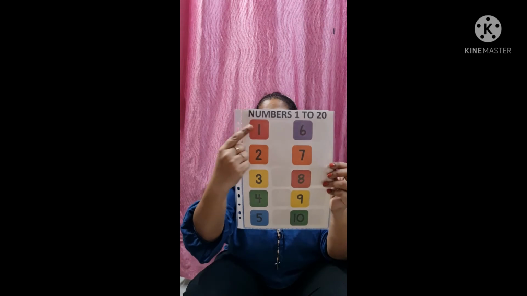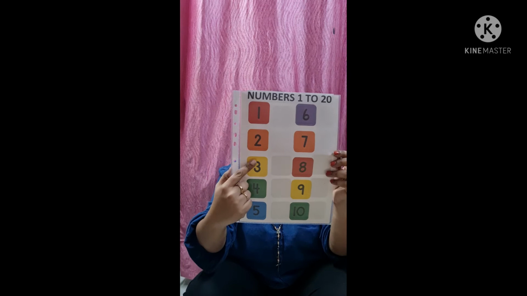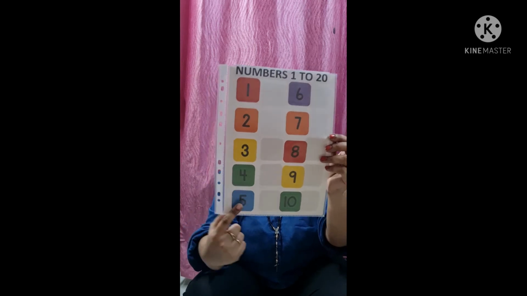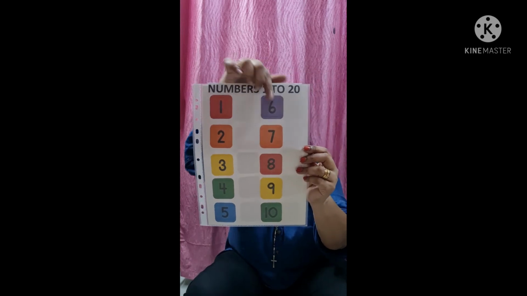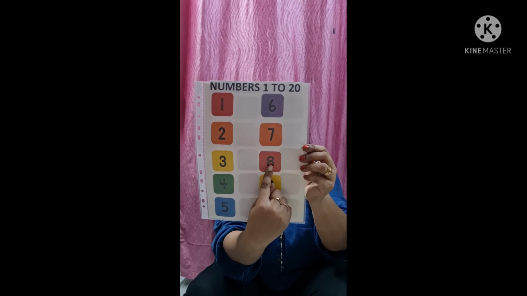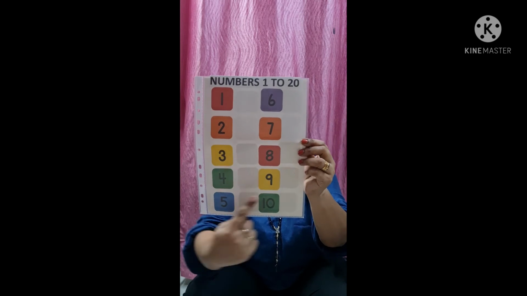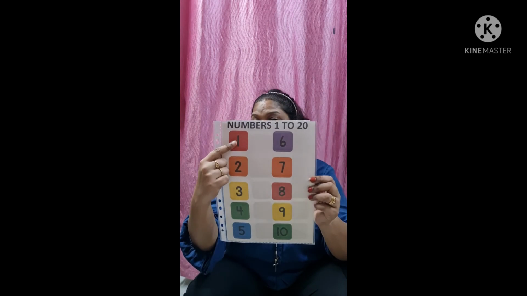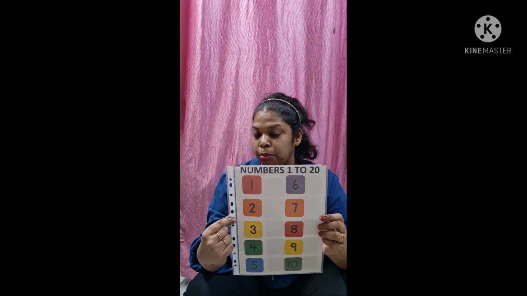Let us begin. This is number 1, number 2, number 3, number 4, number 5, number 6, number 7, number 8, number 9. Numbers 1 to 9 are single digit numbers.